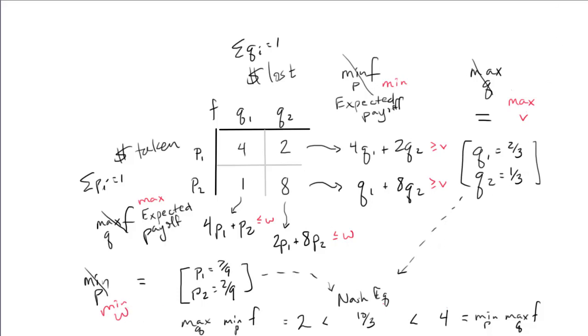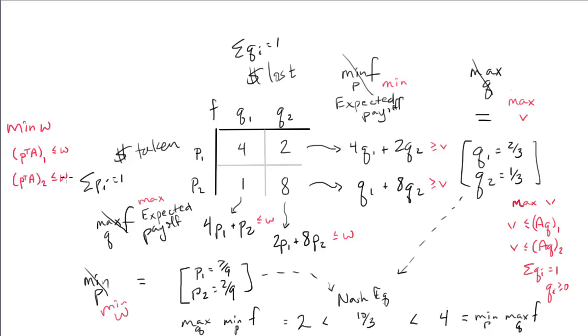To turn it into a linear program, I just put all the pieces in one place. Maximize over that scalar. So that scalar is a lower bound for every component of AQ. And then the Q's are a probability. Minimize the scalar W, so that W is an upper bound for A transpose P, and that the P's are a probability.